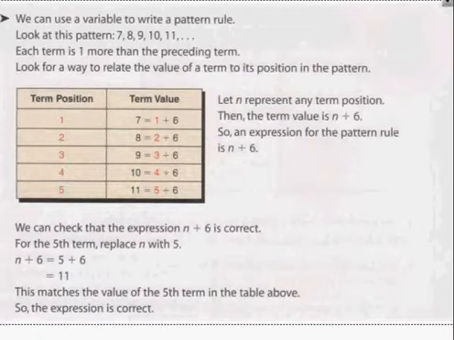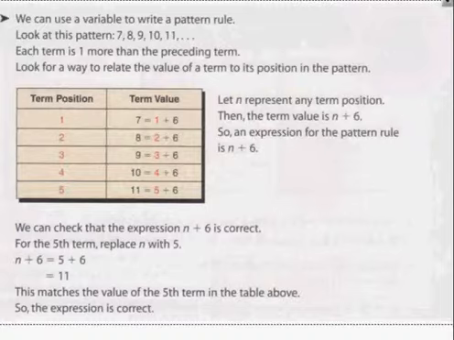Okay, if we look at this section of Lesson 3, it says we can use a variable to write a pattern rule. So look at this pattern: 7, 8, 9, 10, 11. Each term is one more than the preceding term. Preceding means the term before. So each term is one more than the term before it. Look for a way to relate the value of a term to its position in the pattern.